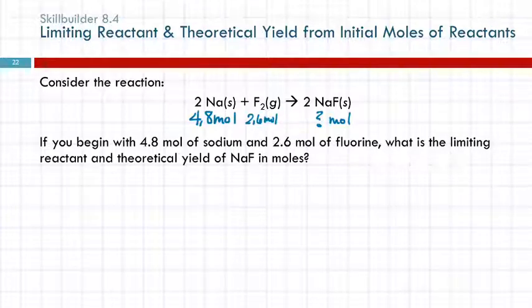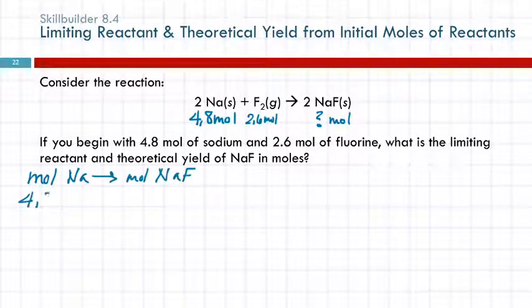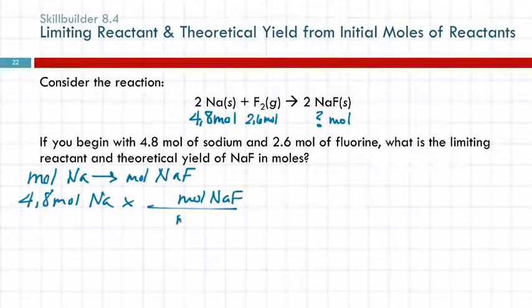So, two calculations. We want to go from moles of sodium to moles of sodium fluoride, and we want to go separately from moles of fluorine to moles of sodium fluoride. So 4.8 moles of sodium, and I want to multiply by moles of sodium fluoride and divide by moles of sodium, because I want those units to cancel out. This is dimensional analysis with weird things, moles of stuff, right?